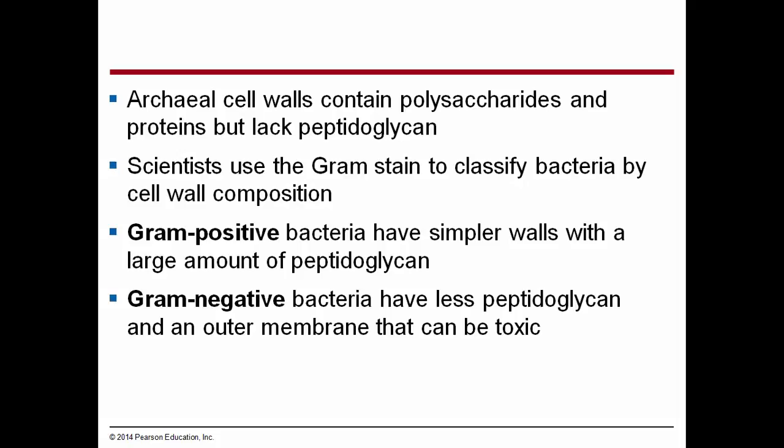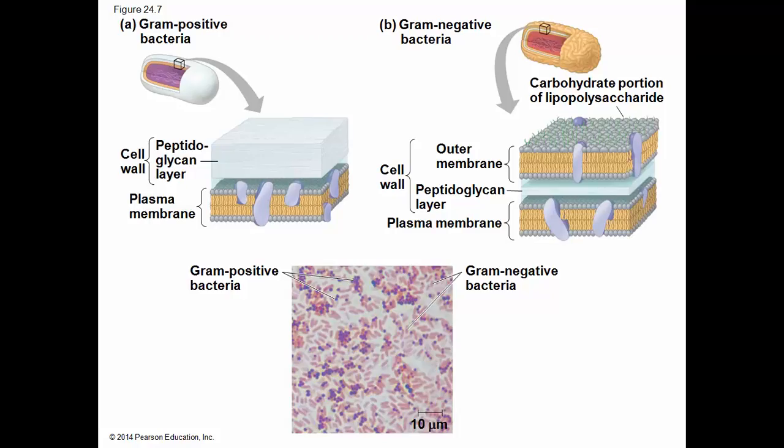Scientists use the Gram stain to classify bacteria by cell wall composition. Gram-positive bacteria have simpler cell walls with a large amount of peptidoglycan. Gram-negative bacteria have less peptidoglycan and an outer membrane that can be toxic. Okay, so here's a conceptual understanding of gram-positive bacteria and gram-negative bacteria.